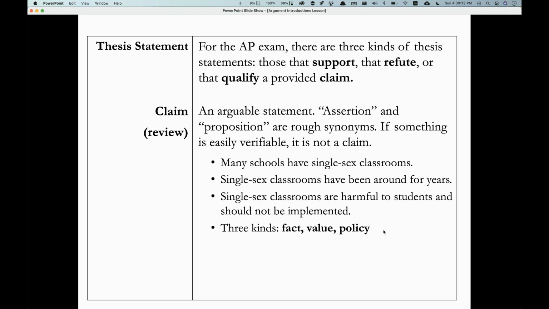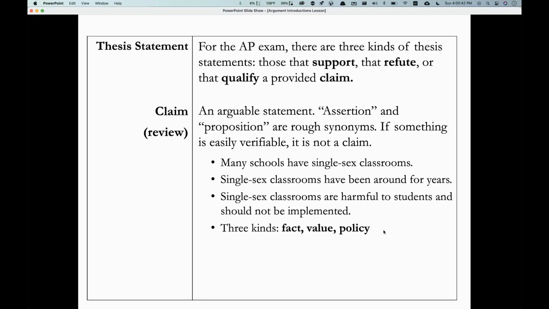So again, you've already seen this. If you are my students in spring 2021, there are three kinds of claims: fact, value, and policy. And so some quick examples here. Claim of fact, still arguable though, right? Not facts, claim of fact. Zimbabwe has an unstable government. The restaurants on University Avenue are more popular than those on California Avenue in Palo Alto.